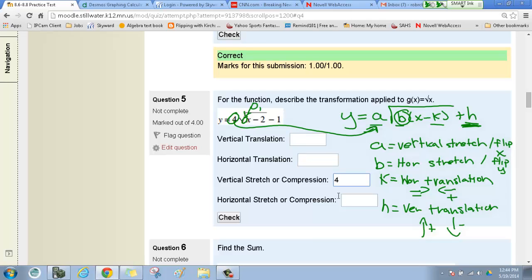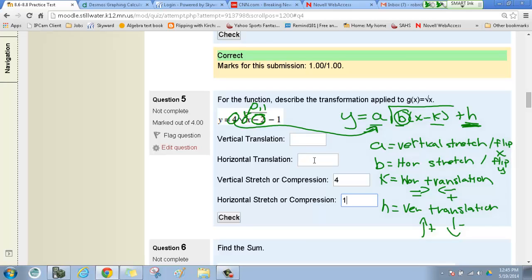Your horizontal stretch, we look at this, there's nothing really in front there. There's no b there. So some people think, oh, let's put a 0 for that. But if you put a 0 in front of the x, that zeroes that out. So really it's a 1. That's what you want to put in. That's your horizontal stretch. It's a factor of 1. Really doesn't stretch it at all. It's just a factor of 1.